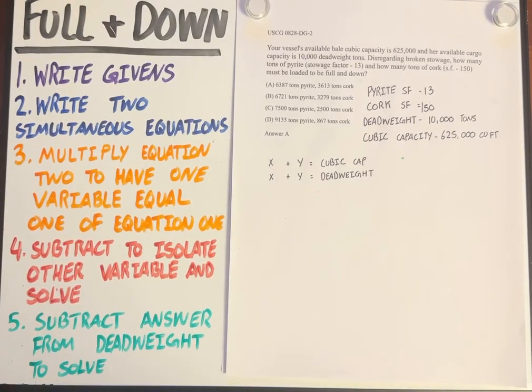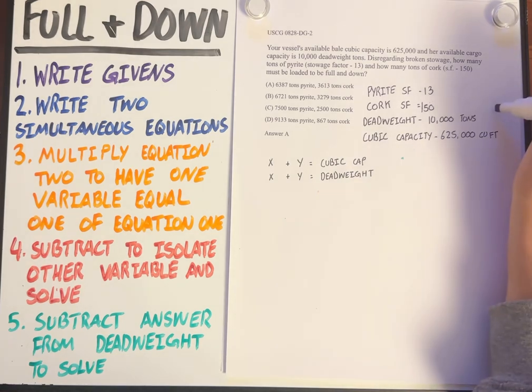Hey everyone, today we're going to look at a problem that asks how many tons to be loaded full and down of two different cargoes. This is a question you'll likely encounter on a deck safety or a deck gen problem. So here we go. Your vessel's available bale cubic capacity is 625,000 and an available cargo capacity is 10,000 deadweight tons. Disregarding broken stowage, how many tons of pyrite and how many tons of cork must be loaded to be full and down?